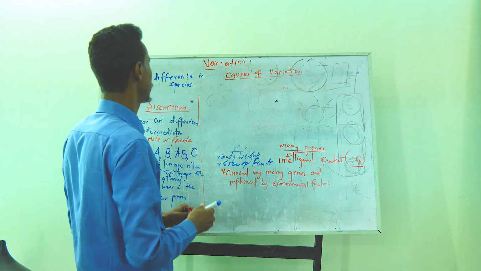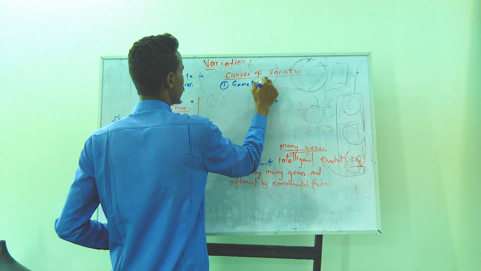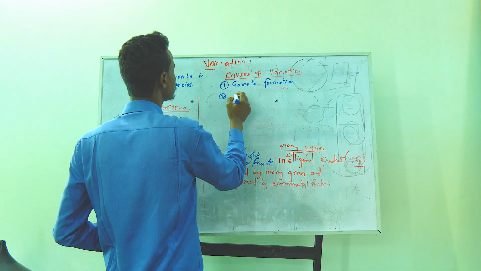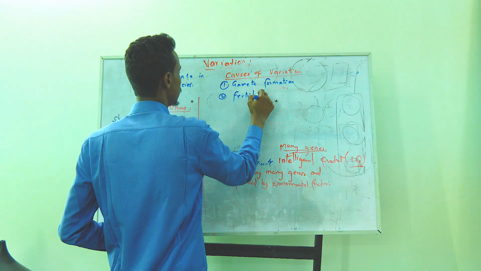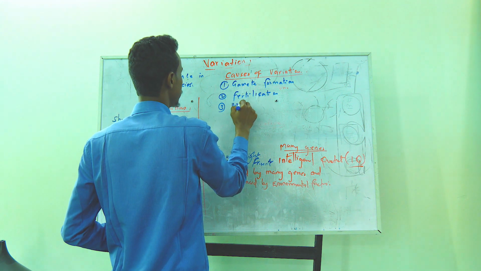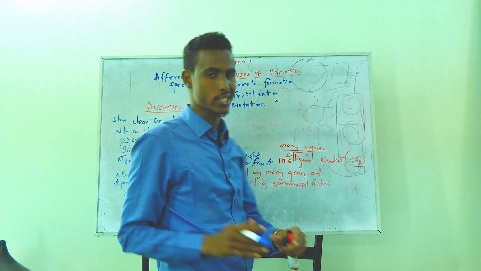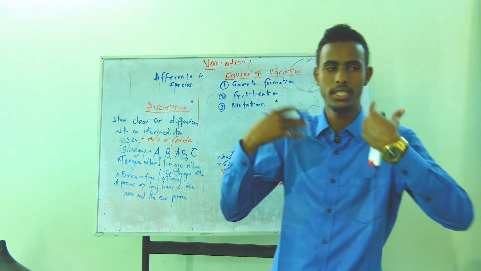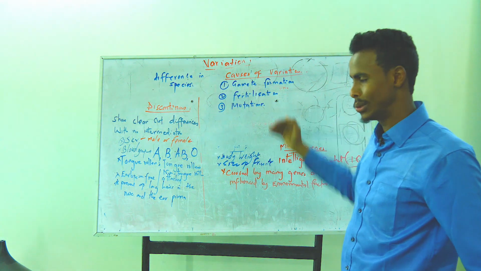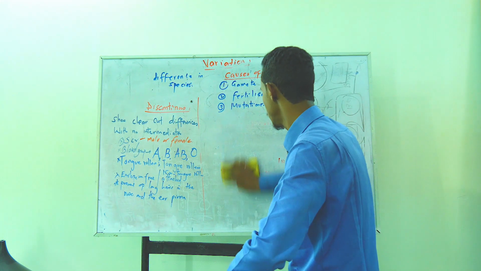Number one that causes variation is called gamete formation. Number two is called fertilization. And the last one is called mutation. These three factors are the ones that cause variation in organisms: either gamete formation, fertilization, or mutation. Let's discuss them one by one. Let's start with the first one, that is gamete formation.